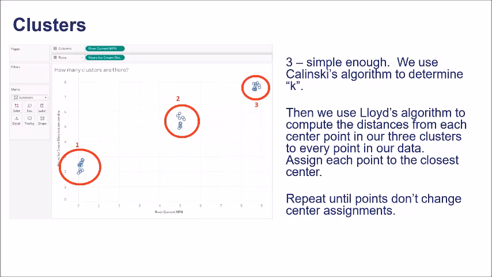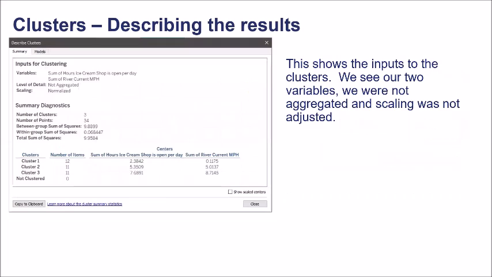So Tableau uses Kolinsky's algorithm to determine K, and also uses Lloyd's algorithm to compute the distance from the center point for each of the 3 clusters to every point in the data. Just like with trending and forecasting, you can also describe the clusters.